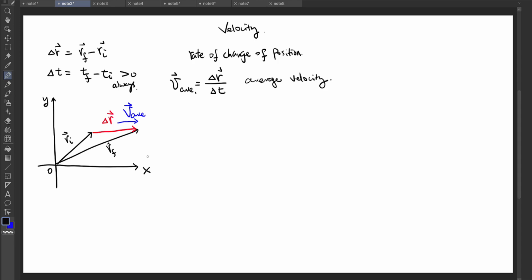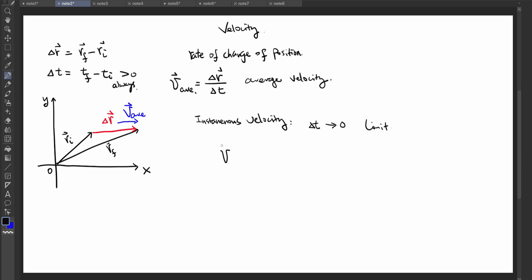Now, how about the instantaneous velocity? Okay, so that would be in the limit of delta t goes to 0. So that's the concept of calculus, right? When we have the limit concept, so something approaches 0, but it's not 0, which is really small, then that is called a limit. Taking that limit, then we have this instantaneous velocity.